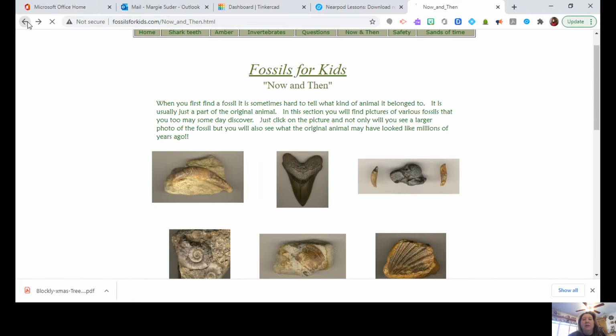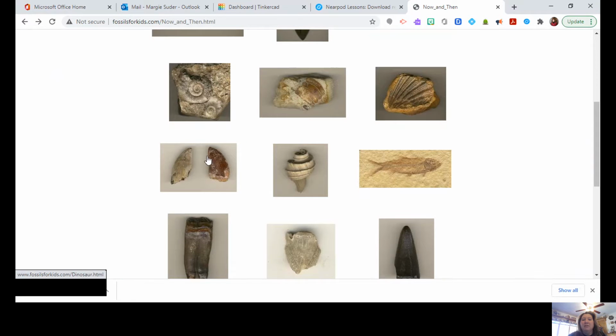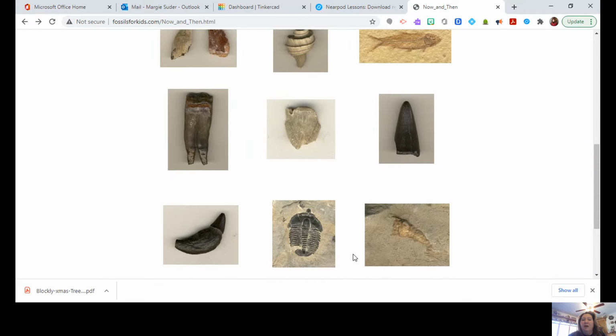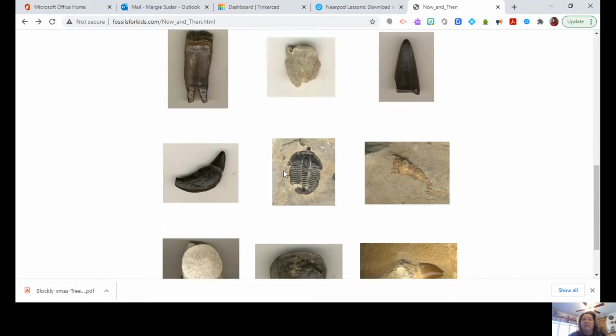So when you get some time, come onto the site and look at some of the neat fossils and learn a little bit about the different fossils that we have that have been found.